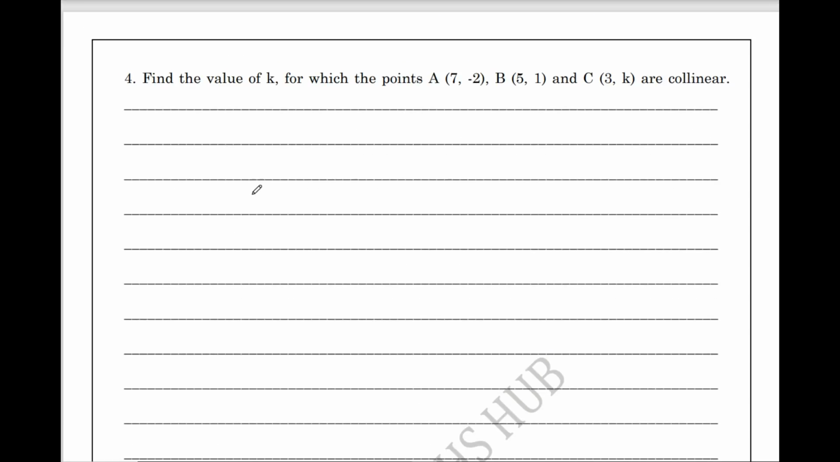Find the value of k for which the points A of 7 comma minus 2, B of 5 comma 1 and C of 3 comma k are collinear. Hopefully you'll solve this problem.